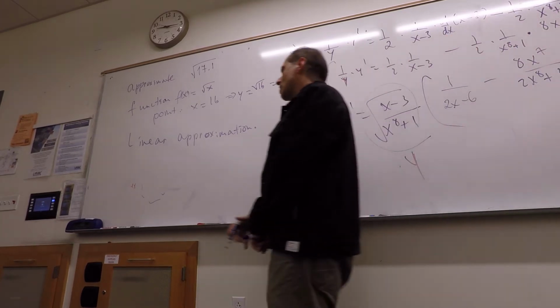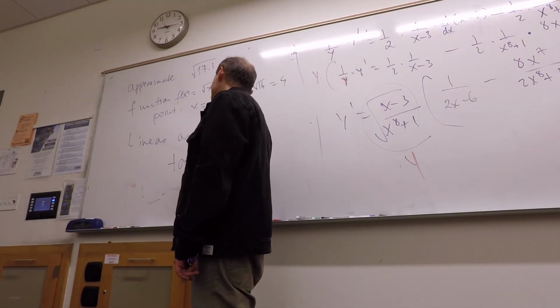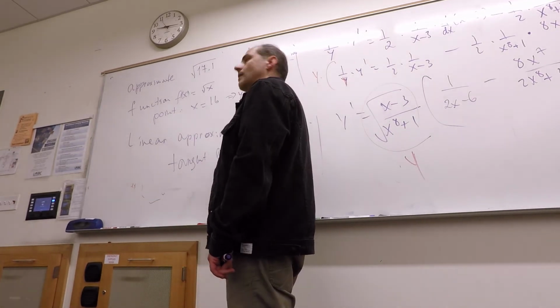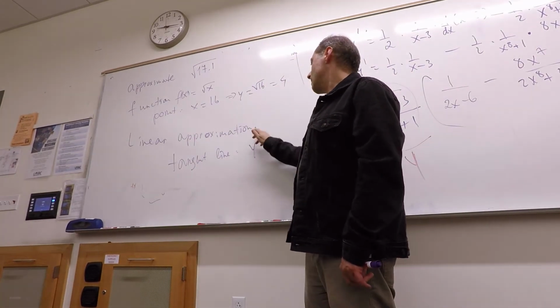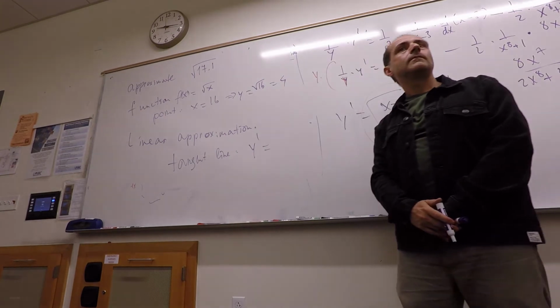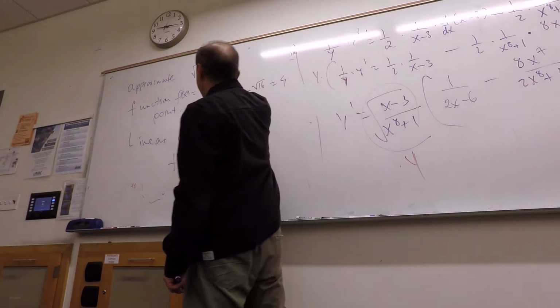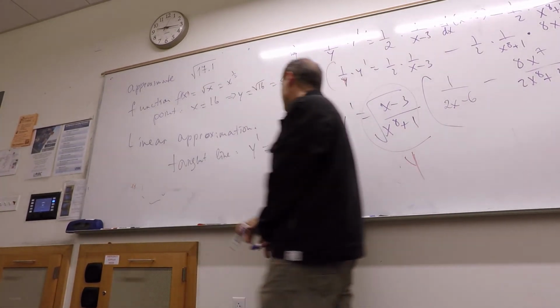Then you do the equation of a tangent line. How do you find a tangent line? You need your derivative, right? So you need your y prime. But if you think of this as x to the 1/2 to do the derivative, what will be the derivative y prime?